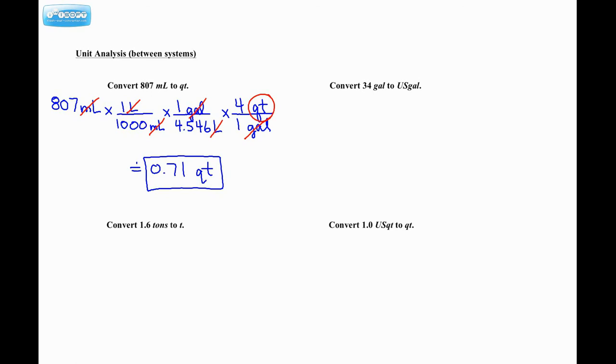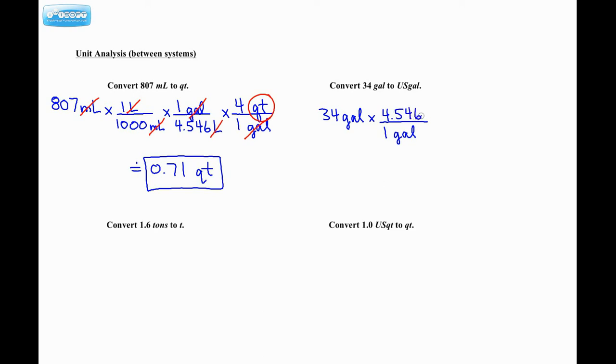Next, convert 34 imperial gallons to American gallons. Okay, well, in the table given above, there is no direct conversion between the different systems just working with gallons. But we can go to liters and back. So 34 gallons is where we start. I can go from there to liters.